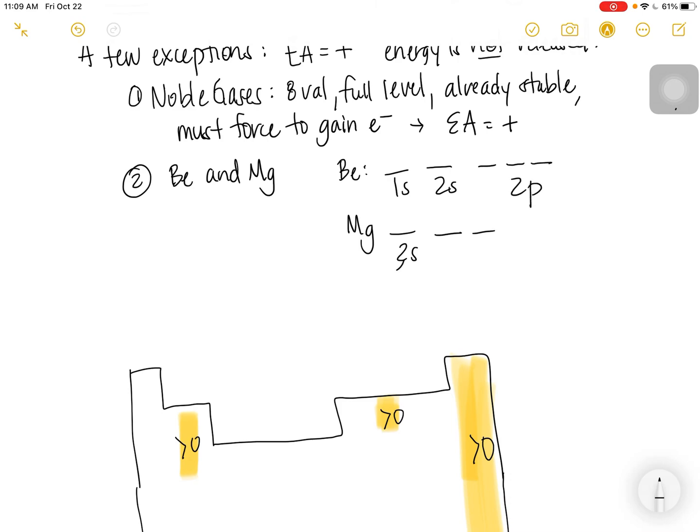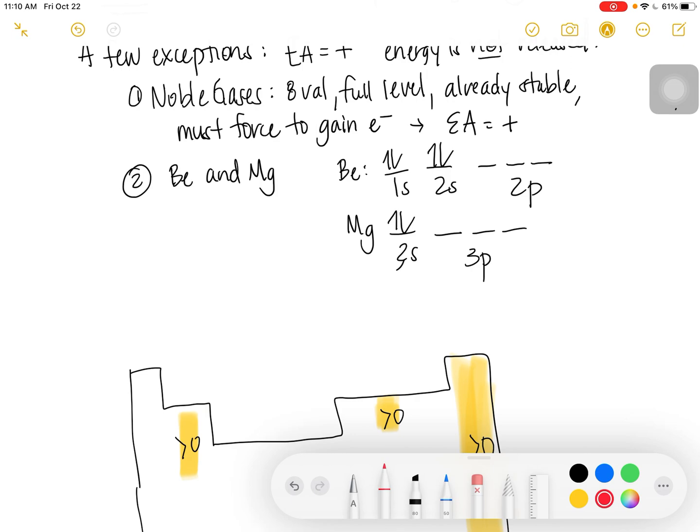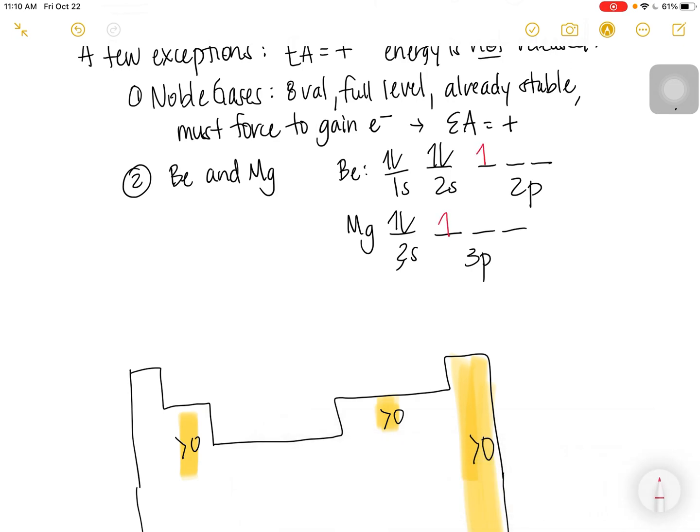It's 3s, sorry. This is beryllium, and this is magnesium. So while neither wants to truly gain an electron, because remember they form cations, they want to lose, making them or asking them to gain an electron would put an electron into a higher energy orbital, okay, because the 2p is higher in energy than the 2s, and the 3p is higher in energy than the 3s.